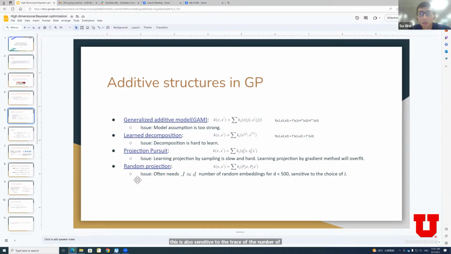Hi, Zitong. I'm Sui. I have a little question. What's the relationship between the F prime and F double prime and F triple prime?